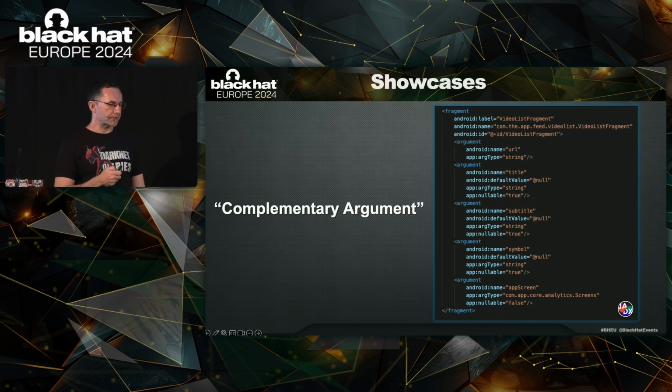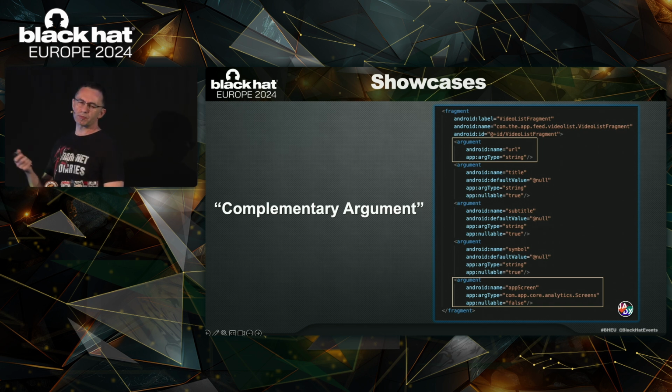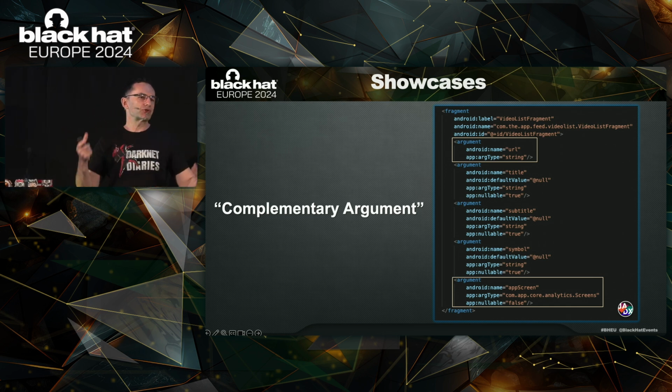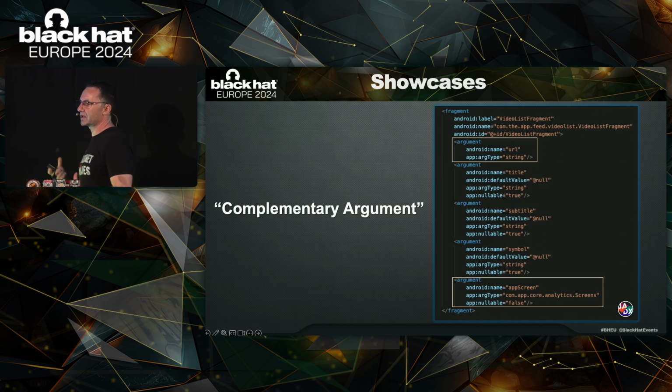So we have such a fragment, which, if we take a look, takes quite a few arguments, including a URL, and another one, which is called upScreen. Now, if you notice, this upScreen is not supposed to be null. It has nullable set to false, and it is of type Screen. This is actually a WebView, so it will try to load this URL and send the user's tokens there.